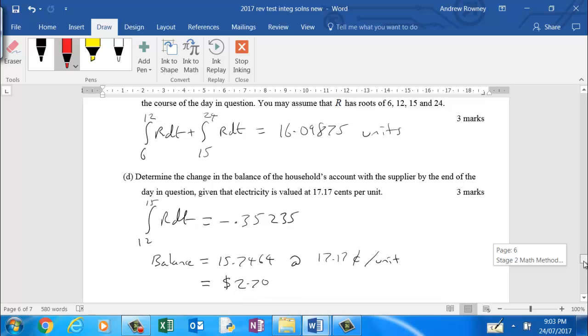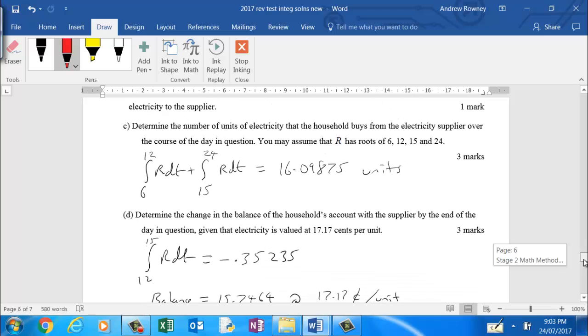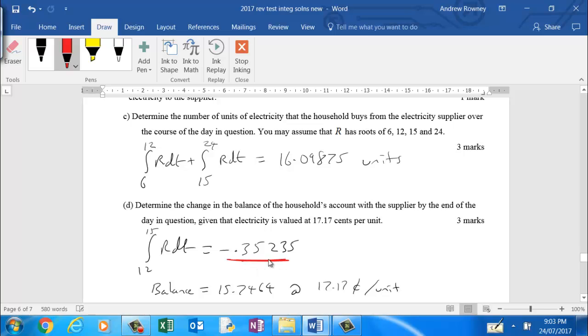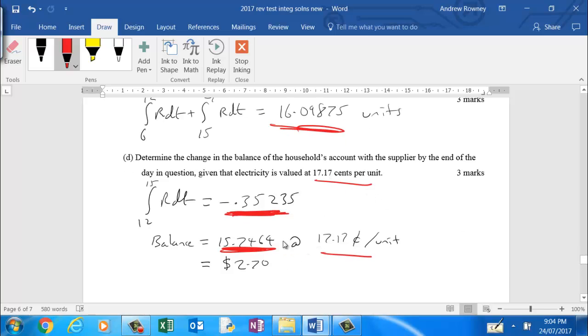Determine the change in the balance of the account by the end of the day. So first of all, let's work out how much is going out. So 12 to 15 we get a negative. That's the bit that we're selling to the electricity company. So we have to pay 16, we sell 0.35, and so the difference between that is 15.74. So that's the balance, and those are units. Now it says it's 17 cents per unit here. So that's the balance times 17 cents, so it's $2.70 that you pay.